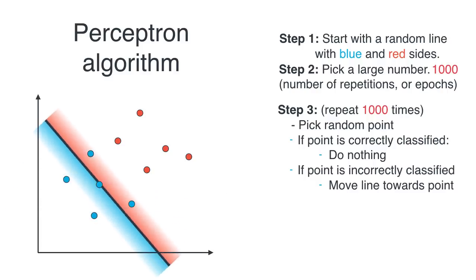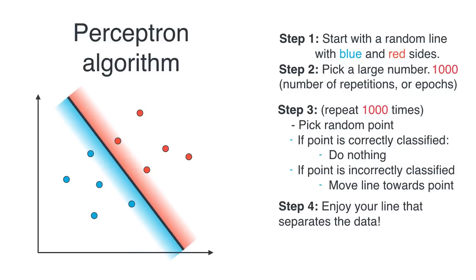And we do this repeatedly, so we get the line that separates the data pretty well. So anyway, that was a small recap of the perceptron algorithm. And this algorithm is going to be very similar, but it's going to have a little bit of an extra step. So let me show you that extra step.